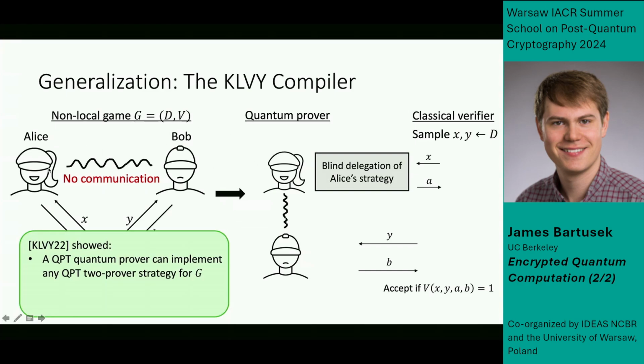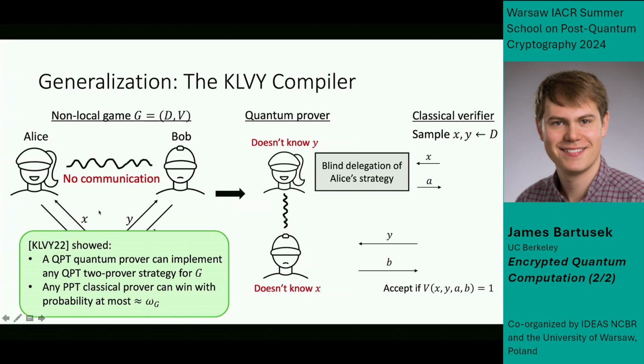A quantum prover can implement any quantum polynomial time 2-prover strategy for G. And the success probability of the strategy carries over to the single prover setting. In terms of soundness, they were concerned with soundness against classical provers, and what they showed is that any classical prover in this single prover setting can only cause the verifier to accept with probability maybe negligibly more than the classical value of the game.